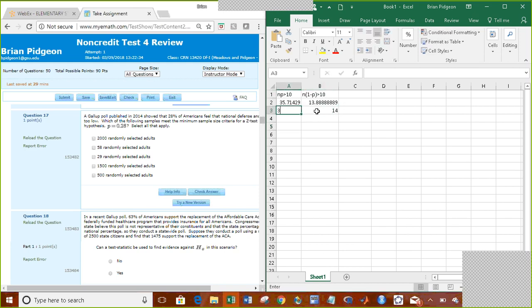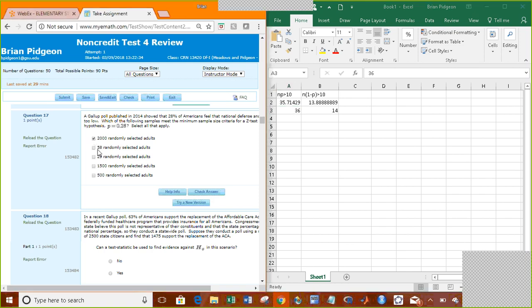The other one says our sample size has to be bigger than 36. Well, take the higher of the two, because if it's higher than 36, it's automatically higher than 14. So every sample larger than 36 we can do. So that's good. That's good. That's good. And that's good.